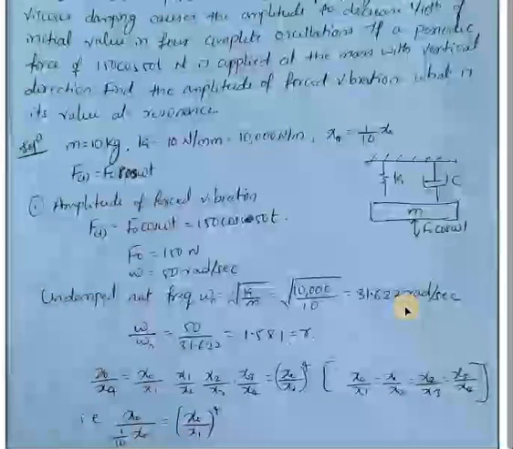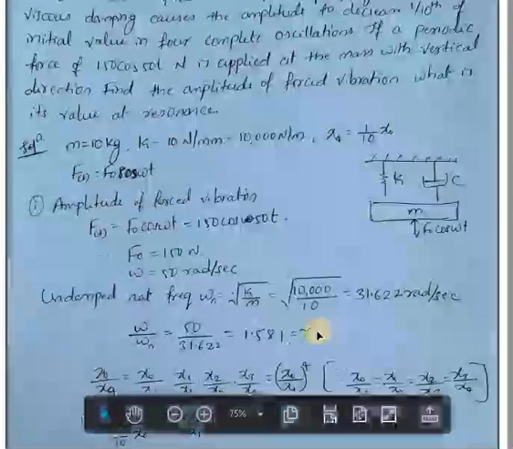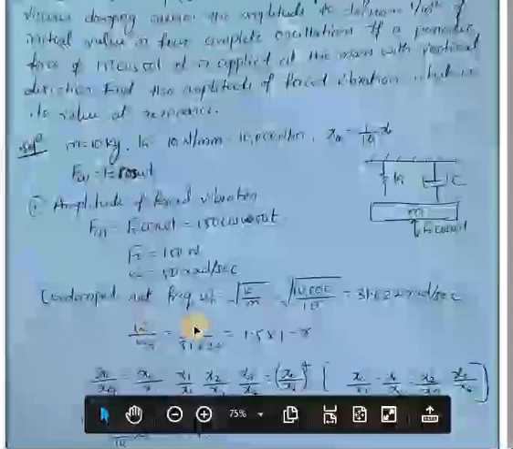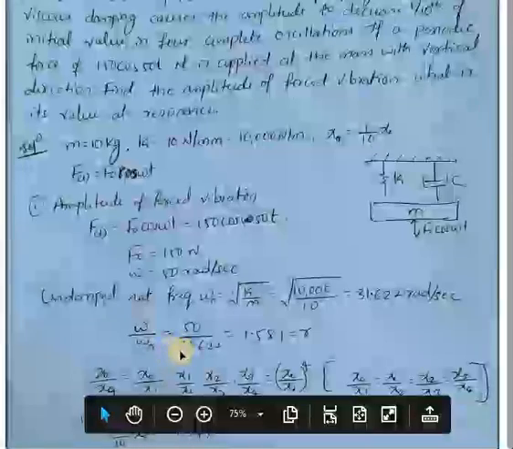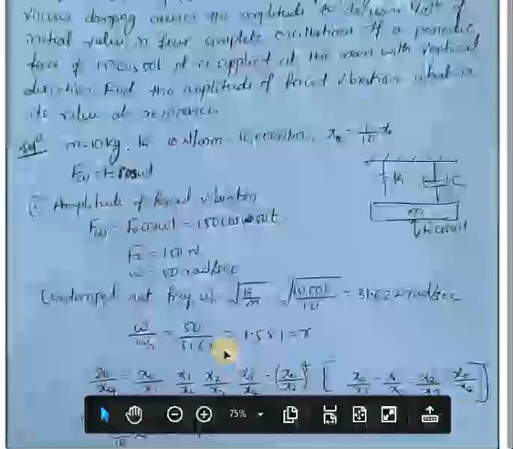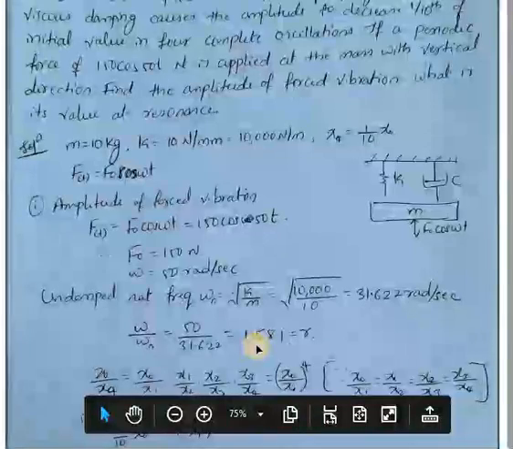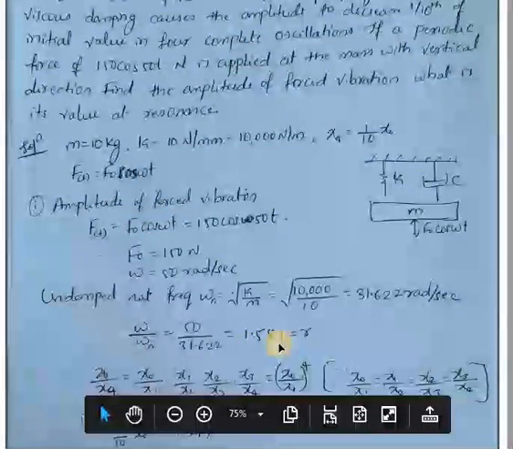Once we know the value of omega n, and omega is already given, we will calculate the frequency ratio, that is r, which is equal to omega by omega n. Where omega is 50 and omega n is 31.622. So if you substitute that, you will get the frequency ratio as 1.581.